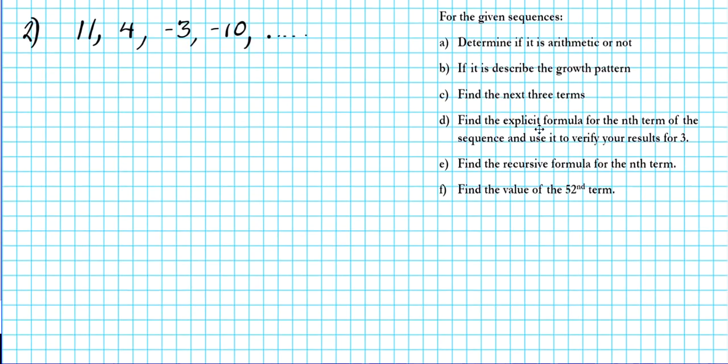Alright, let's try another example. Question number 2. What if we have the sequence 11, 4, -3, -10, and the pattern continues? We're going to be answering the same questions that we presented in number 1. So let's start with the A part. Is this sequence arithmetic or not?